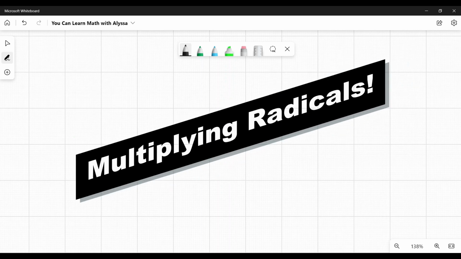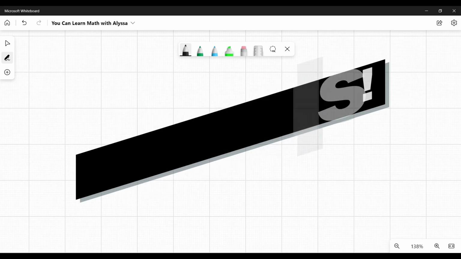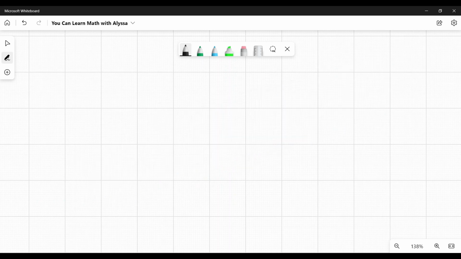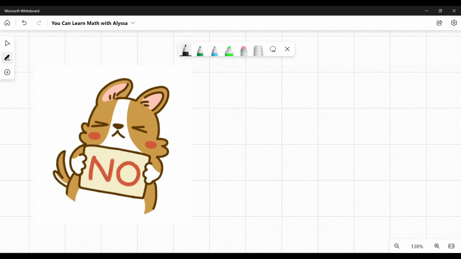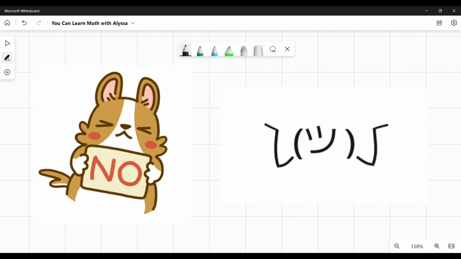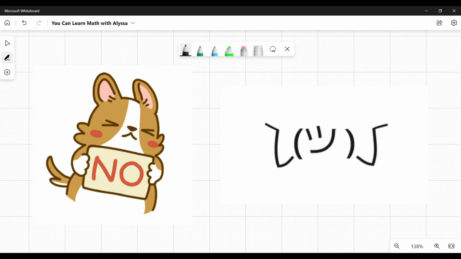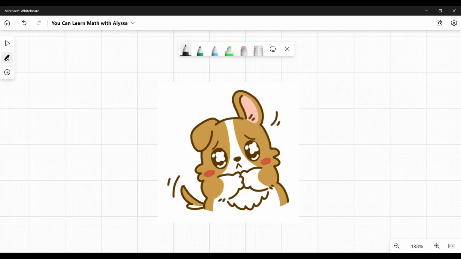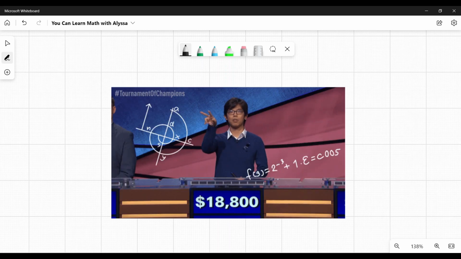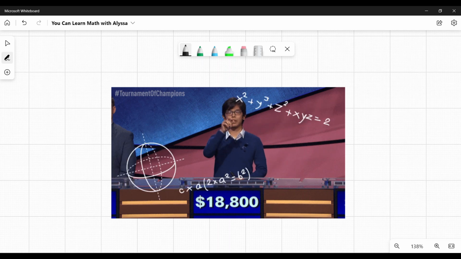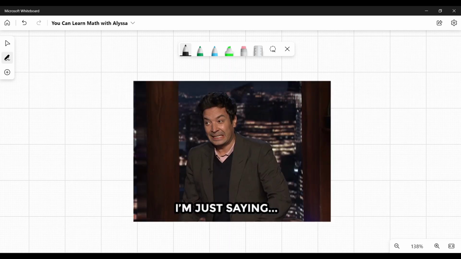Today we're talking about multiplying radicals. Now, before I go another step, I want to know, do you know how to simplify radicals? If the answer is no, I don't, or even I think I remember how to do that, please go watch the video linked down below first that talks about how to simplify radicals. You have to know how to do that and be very good at it before you can multiply them and get the right answer. I'm just saying.